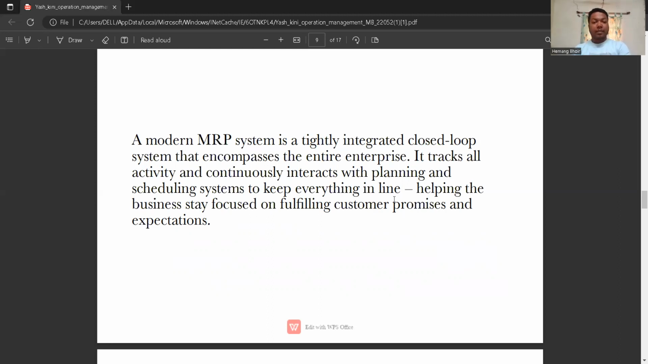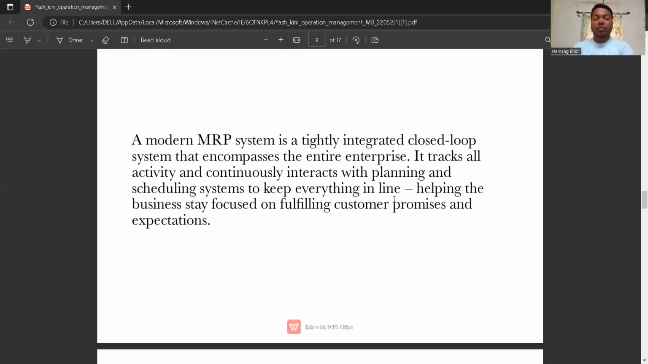So in the MRP system, the organization knows what the customer wants. It tracks the market situation. After that, it can keep everything in line. At that time, it focuses on fulfilling the customer promise and expectation. The organization is knowing the customer needs and wants, and then it fulfills the expectations of the customers.